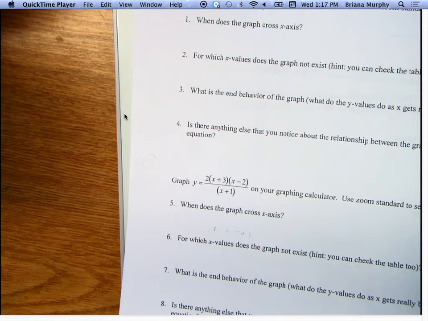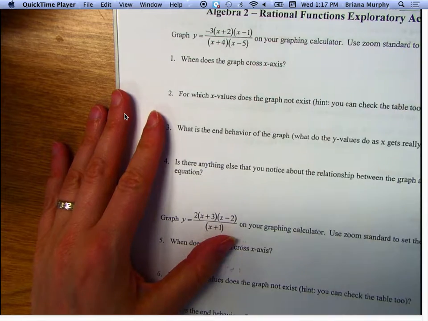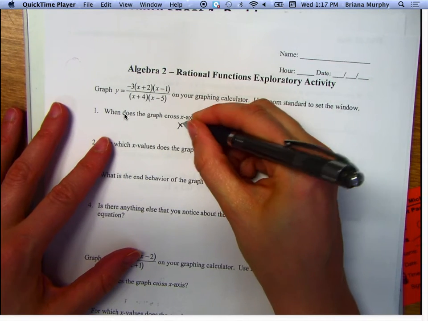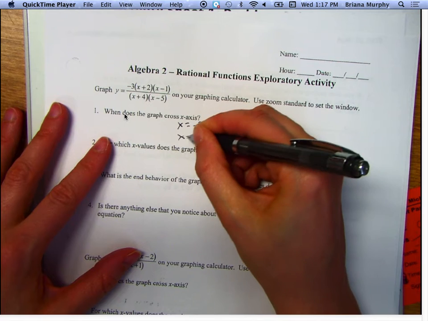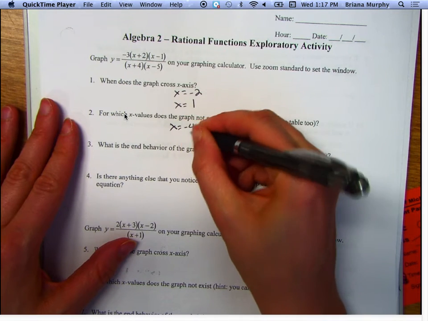Rational function exploratory activity. So let's make sure we go over this. Where does the graph cross the x-axis? It crosses at x equals -2 and x equals +1. It does not exist at x equals -4 and x equals 5.